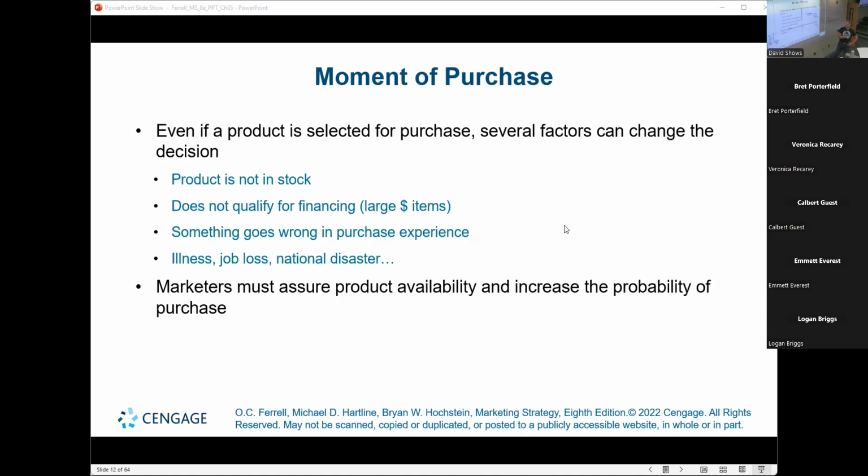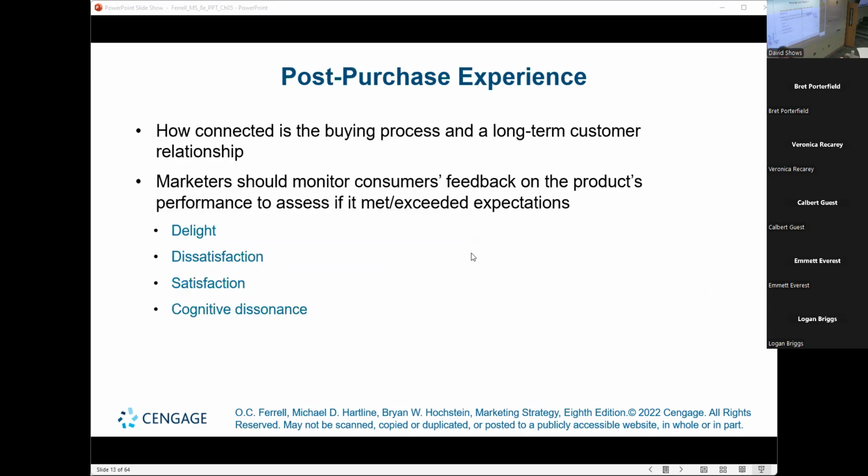Marketers have to assure that you have product availability and be able to increase the probability of the purchase. At the moment of purchase, one of the things, especially over the last 30 years, that has become even more valuable in understanding the journey through the buying process is that there is a post-purchase evaluation. The post-purchase evaluation has become more and more important in understanding whether or not you've achieved success, because the post-purchase evaluation ultimately many times will determine if you have a long-term customer.